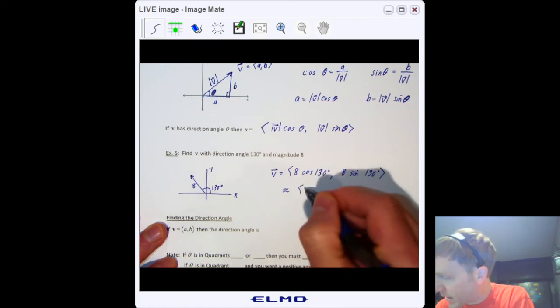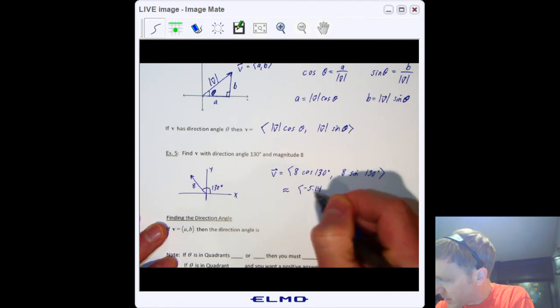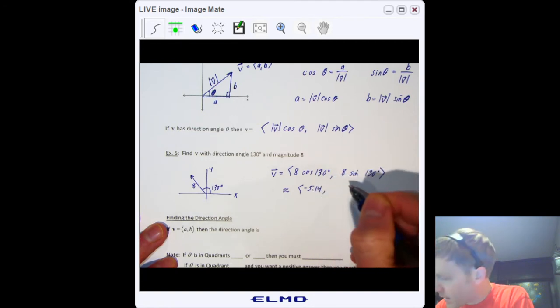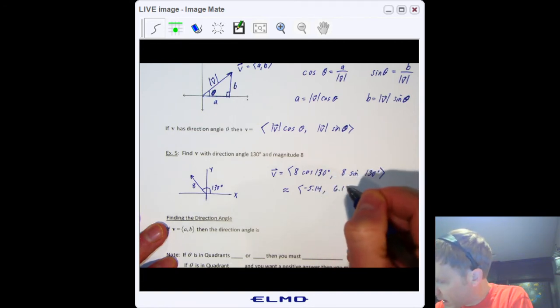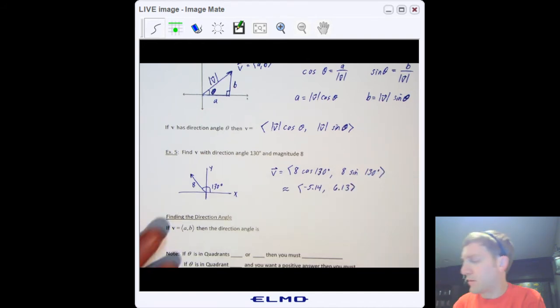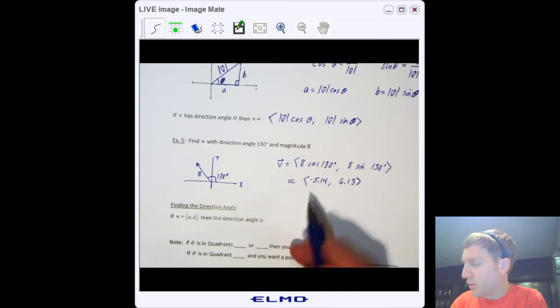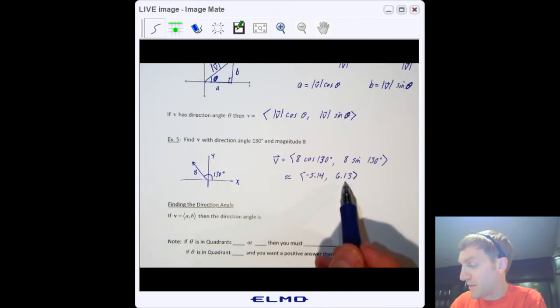And you get that the x component is approximately negative 5.14, and the y component is approximately 6.13. Two decimal places are good enough here unless it states otherwise. So there you go. There's your vector, negative 5.14, comma 6.13.